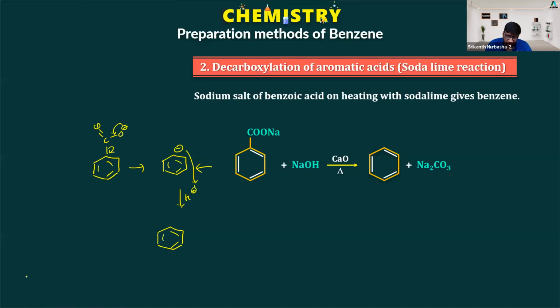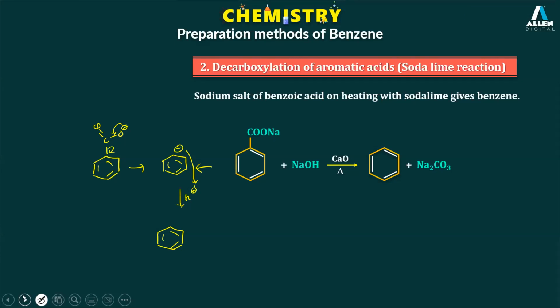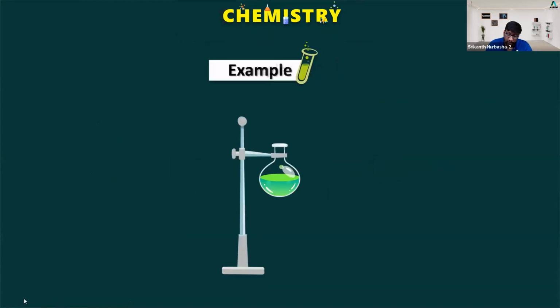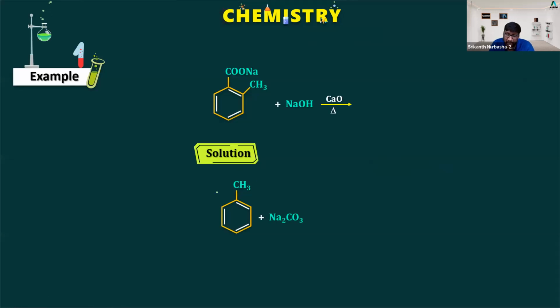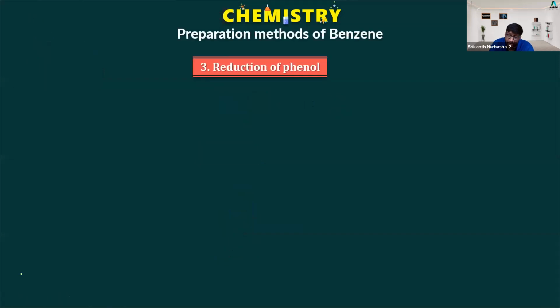And from phenol, can you think of any method of preparation? Phenol upon treatment with zinc dust will also produce the respective benzene, reduction of phenol. You try to look at this reaction. What is the major product in this particular case? Methyl benzene, that is COO minus Na plus will be lost as CO2, and in the presence of soda lime it will be lost as CO3 2 minus, and you will have Na2CO3 and methyl benzene, which is nothing but toluene. Reduction of phenol, this is what I am talking about.